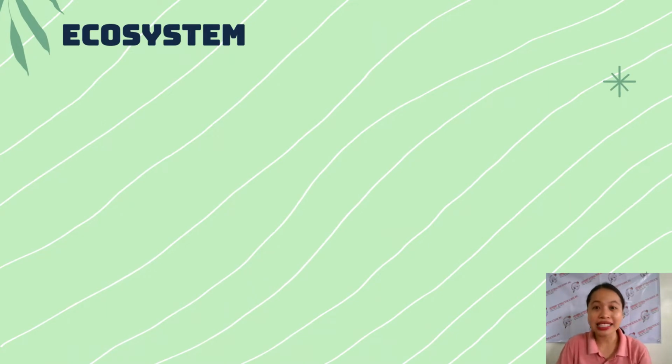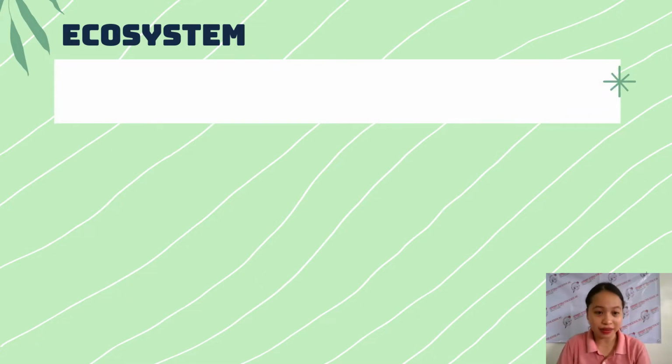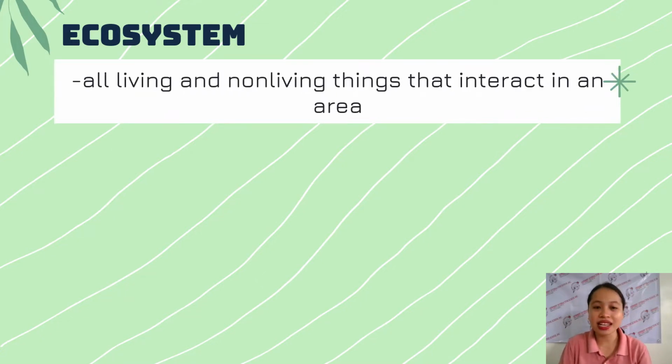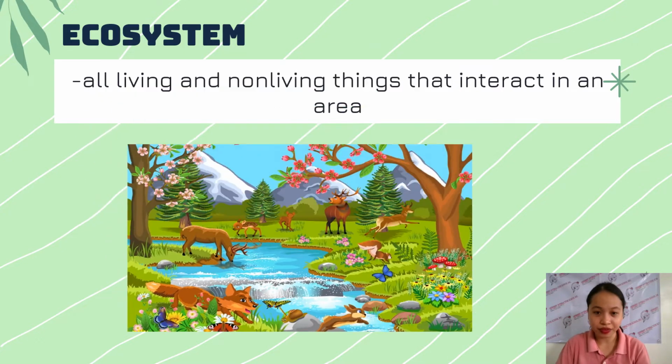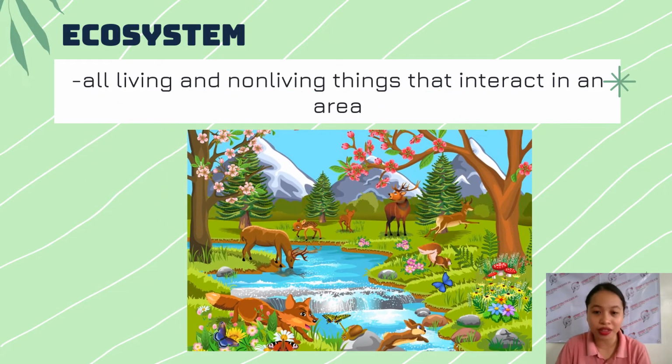Now, let's have the ecosystem. Now, what is an ecosystem? This is all living and non-living things that interact in an area. Like for example, this picture. This is an example of an ecosystem.